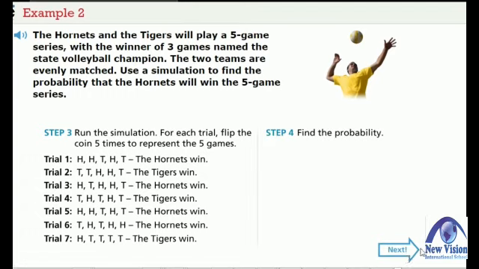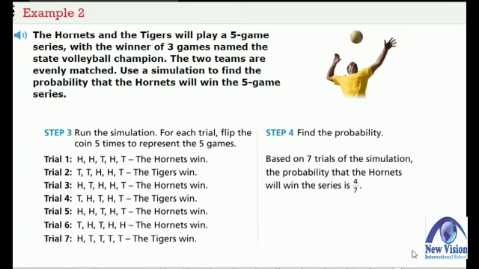So step 4 is to find the probability. Based on 7 trials of the simulation, the probability that the Hornets will win the series is 4 out of 7.